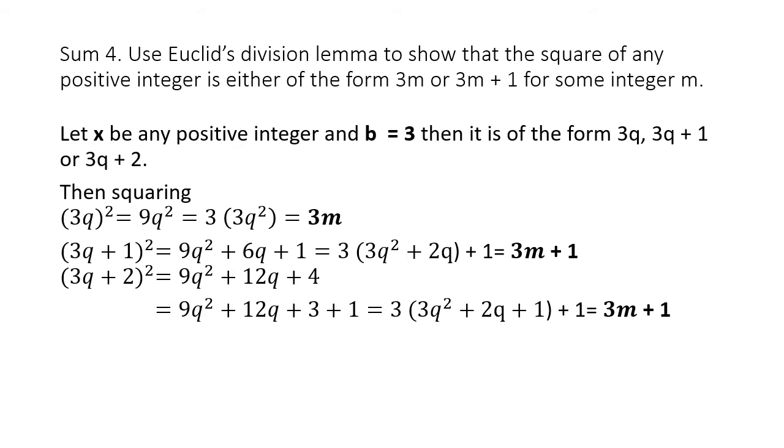Now this is a sum from the exercise, sum number 4. We are again using Euclid's division lemma to show that the square of any positive integer... So which are the positive integers you know? 1. 1 square is 1. So you can write it 3 into 0 plus 1. Yes? So it is in the form 3s plus 1. 1 square is 1. So 3 into 0 plus 1 is 1.